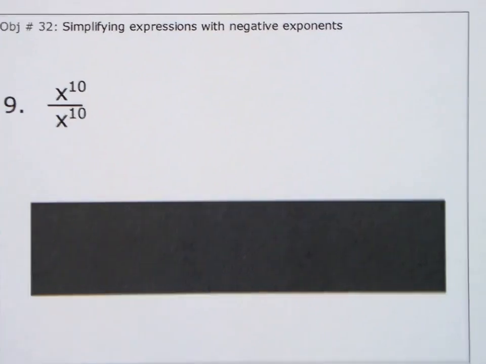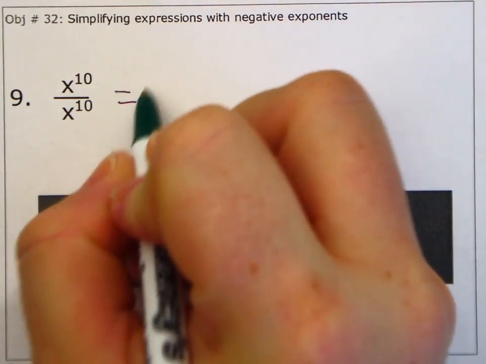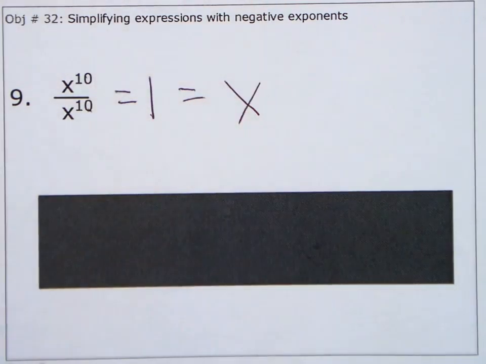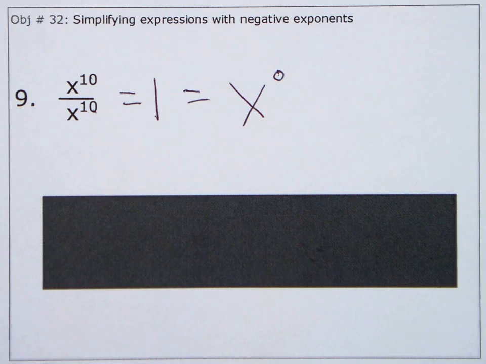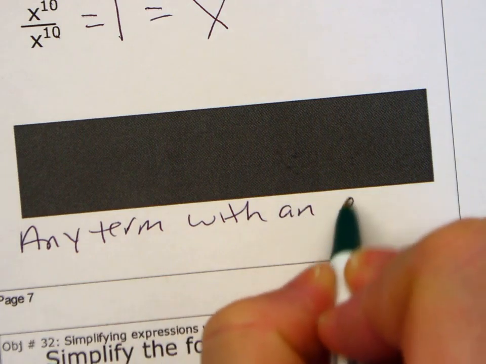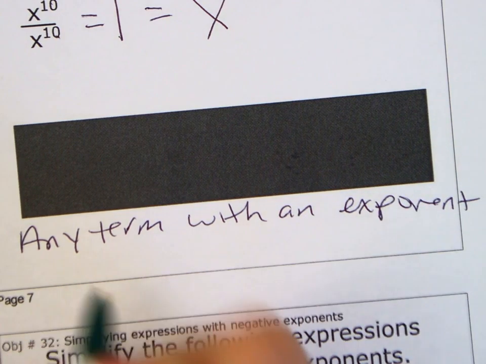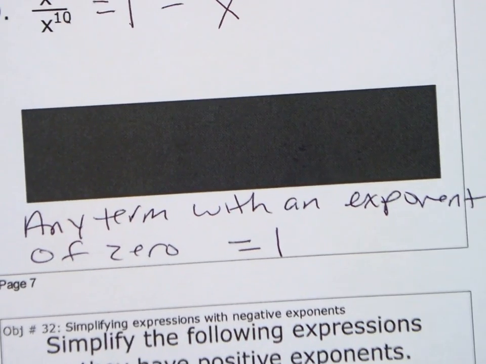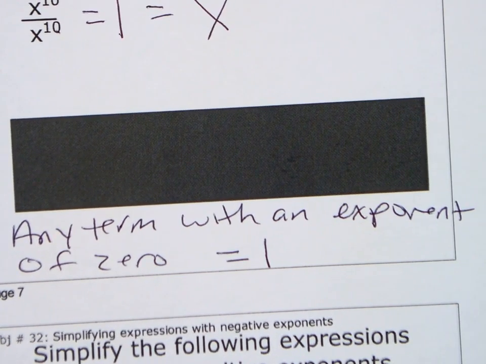All right, we're almost there. All right, x to the 10 divided by x to the 10. What's that equal to? That's 1, right? Anything divided by itself is 1. But what do you get when you subtract exponents? 0. Okay. So anything raised to the 0 power is 1. Any term with an exponent of 0 equals 1.